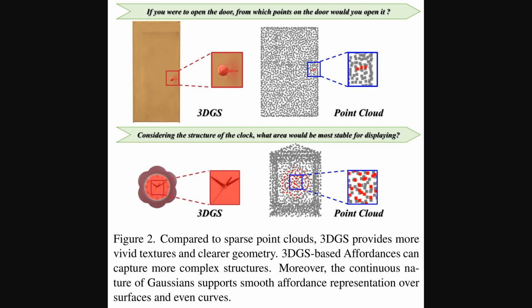Now, Figure 2 really drives home why this 3D Gaussian splatting approach is beneficial, by directly comparing it to the older point cloud method. You can see for objects like a door handle or a clock, the 3D Gaussian splatting representation on the left provides much more vivid textures and clearer geometry. The affordance regions, like where you'd grab the handle, are shown as smooth, continuous areas. In contrast, the point cloud representation on the right is, well, just a collection of sparse dots, making it harder to see those fine details in smooth surfaces for interaction.